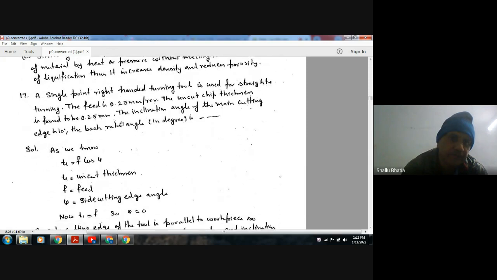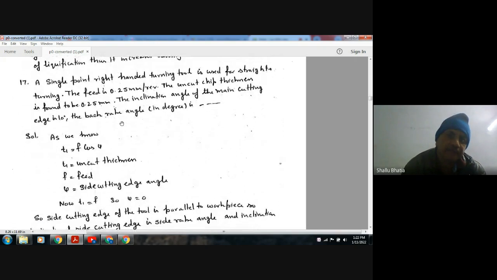Next, a single point right-handed turning tool is used for straight turning. The feed is 0.25 mm per revolution. The uncut chip thickness is found to be 0.25 mm. The inclination angle of the main cutting edge is 10 degrees. The back rake angle is what degrees?